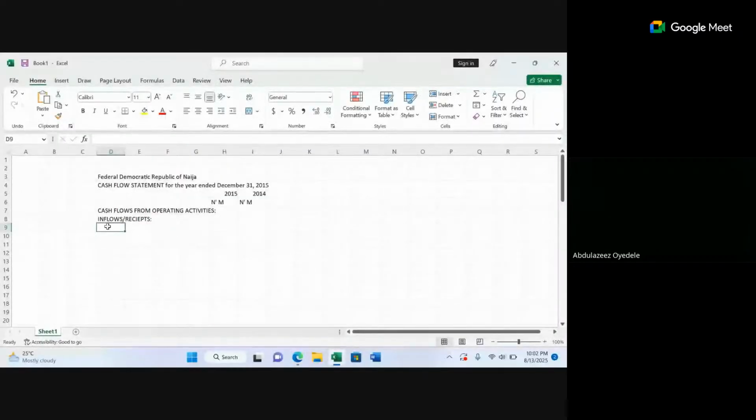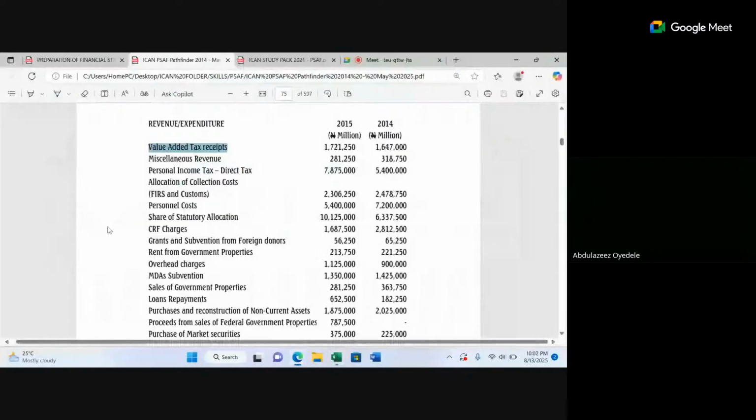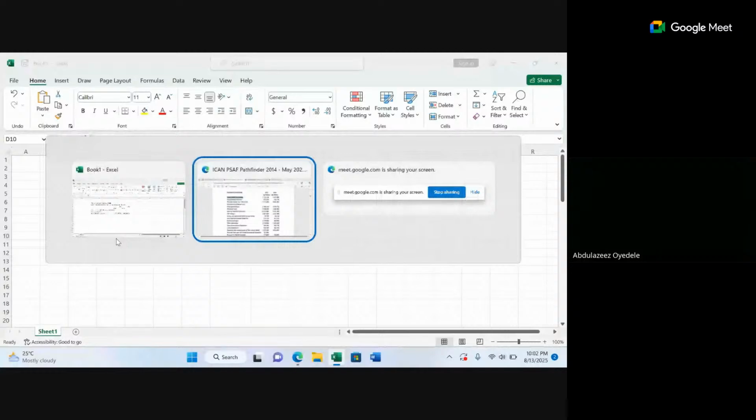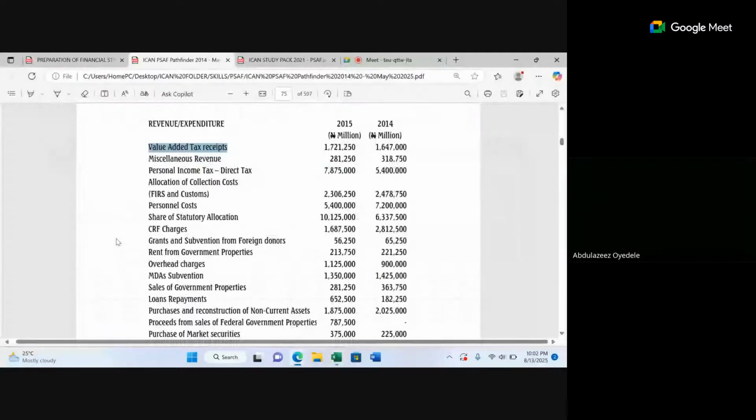So for 2015, 1,721,250. And then for 2014, 1,647,000. Actually, I'll just show for a few. I'll not show for all of them, because it will be taking too much time. If you are practicing this on your own, they will be showing the two. So we have seen one that we are looking for.